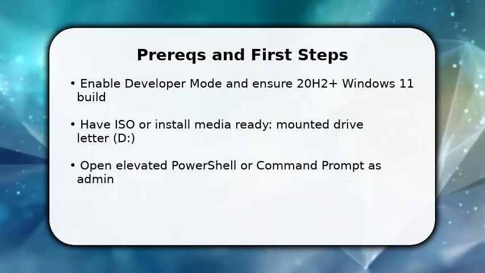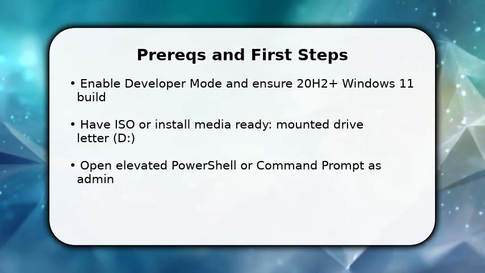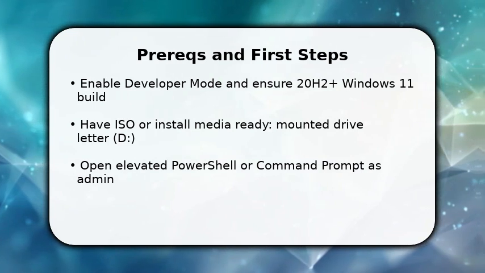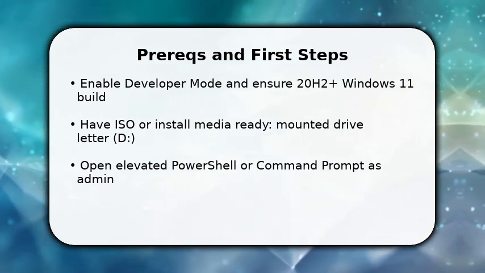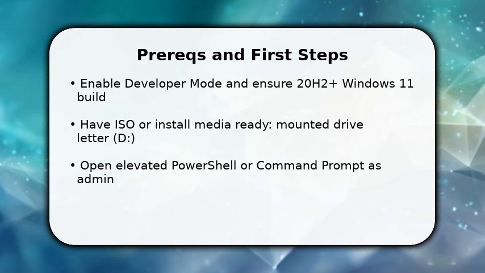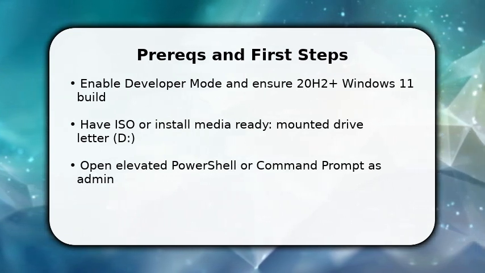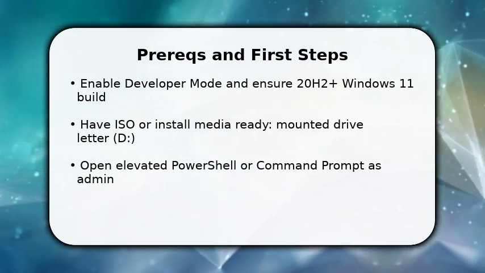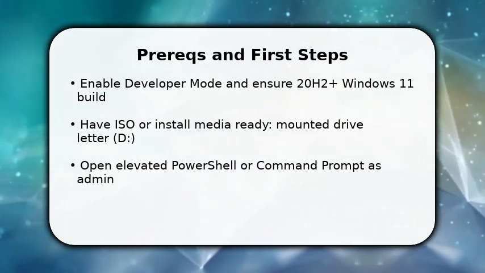You start by preparing the essentials. Mount the Windows 11 ISO or insert Install Media and note the drive letter. Once done, open an elevated PowerShell or command prompt. You need admin rights to add Windows features. Make sure developer mode is enabled if you plan to use DISM with local source files.